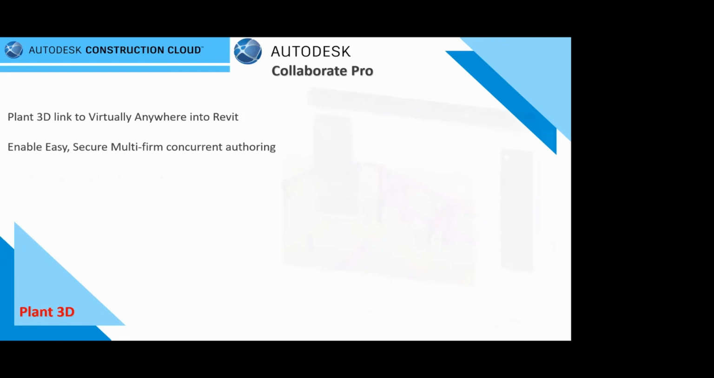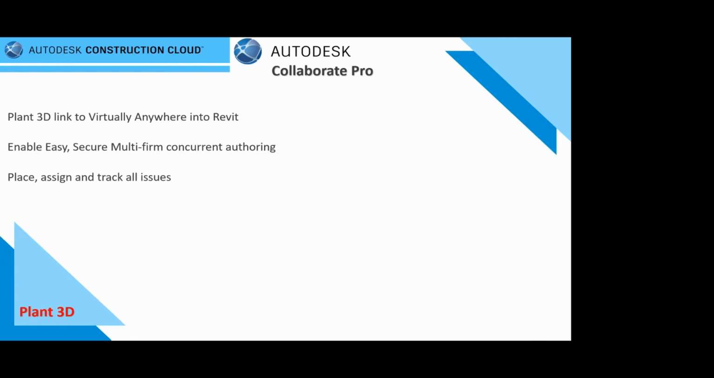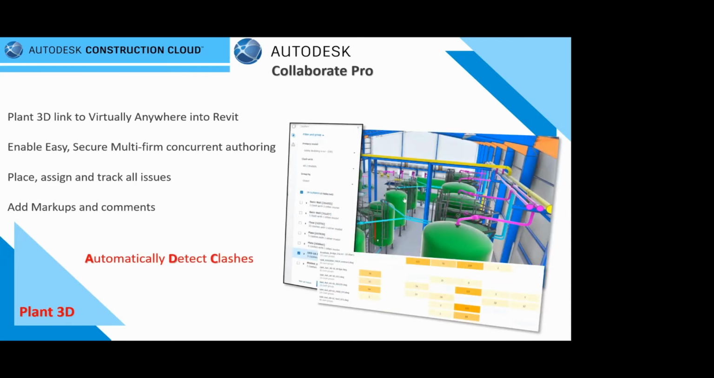And the idea here, again, is I can place, assign and track all issues on my Plant 3D model before I even bring it into Revit. And of course, add markups and comments to what is necessary on the model. And like I said before, automatic clash detection comes with Plant 3D as well, not just with Revit or Civil 3D, but with Plant itself.